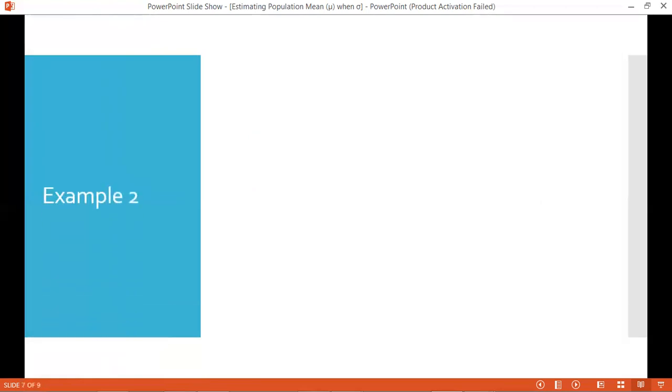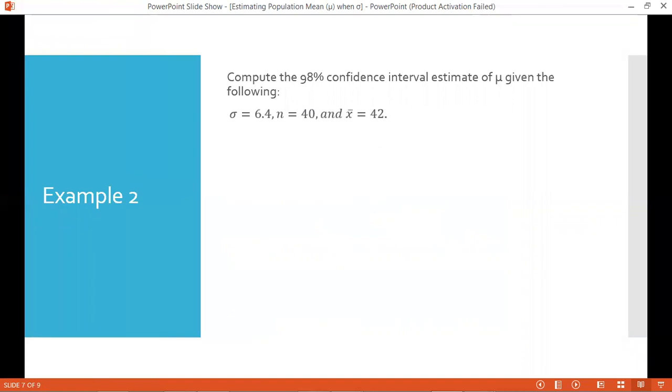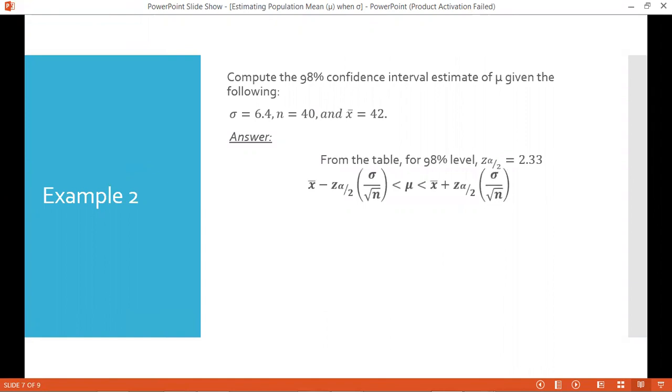Let's have another example. Example number 2. Compute the 98% confidence interval estimate of the mean given the following. Sigma is equal to 6.4, n is equal to 40, and the mean is equal to 44. Answer: from the table, at the 98% level, the value for z sub alpha over 2 is equal to 2.33. So we will just substitute that in our formula.